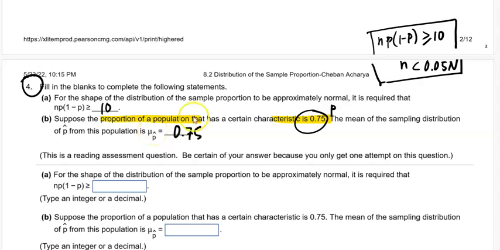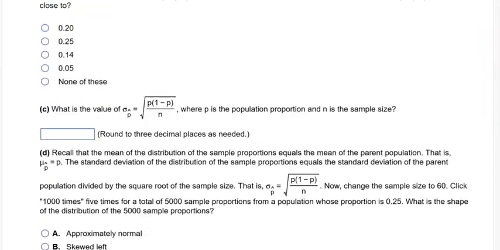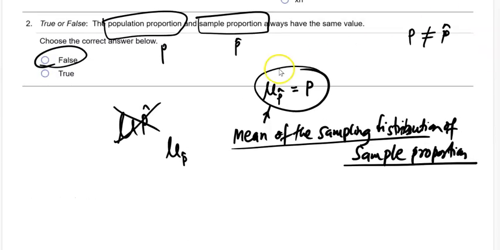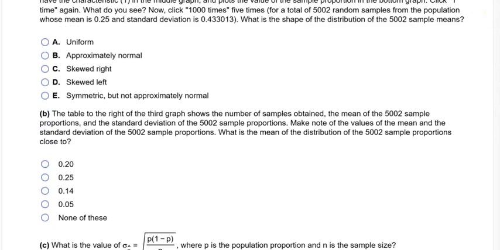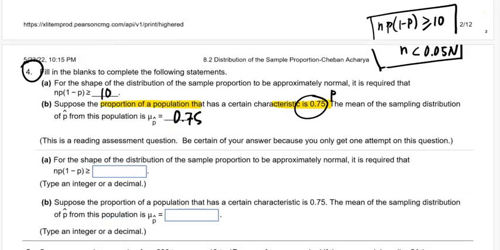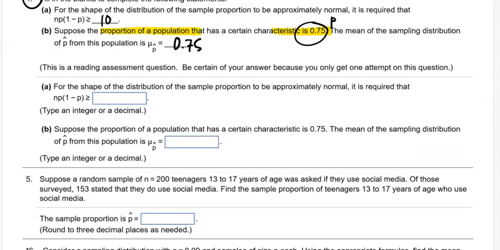Why? I just mentioned before in question number 2 that mu p hat is p. So here you are given the p value and you are asked to find mu p hat. In other words, the mean of the sampling distribution of sample proportion, which is the same as 0.75.